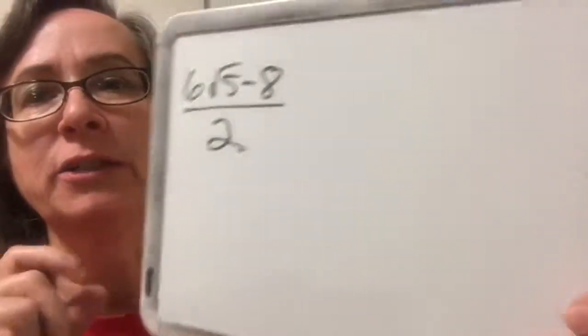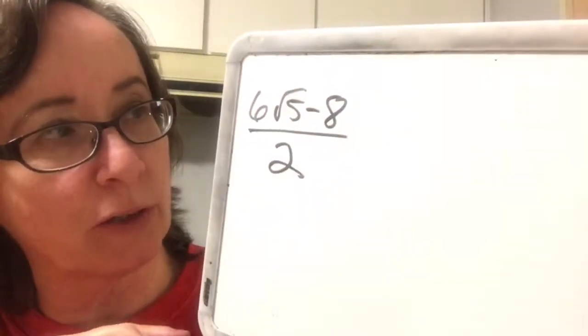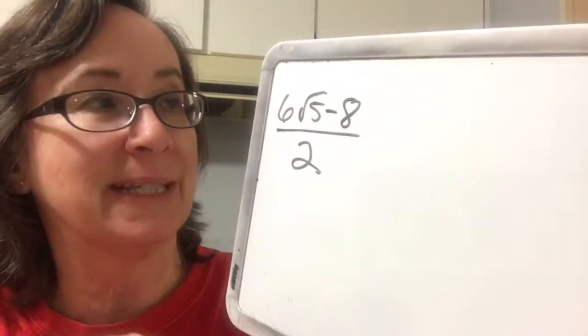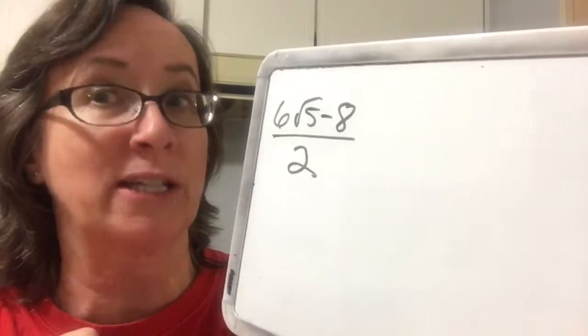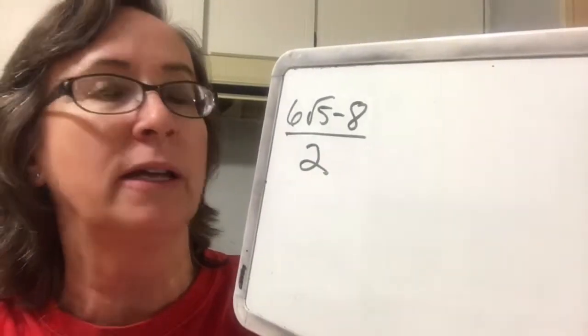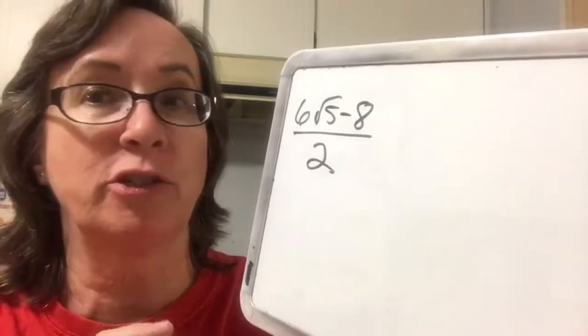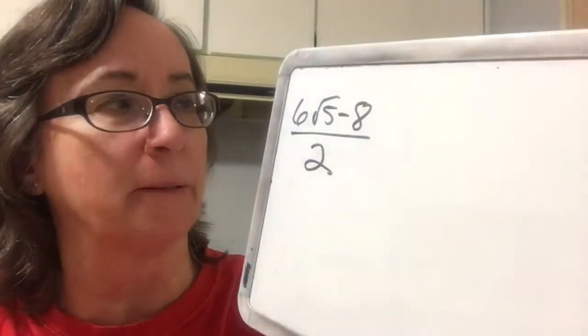All right, so we're going to do this problem, and we're going to simplify. Now, this is the same problem we just did. In the last problem, we rationalized the numerator. Now, we're going to just simplify like a normal radical, okay?